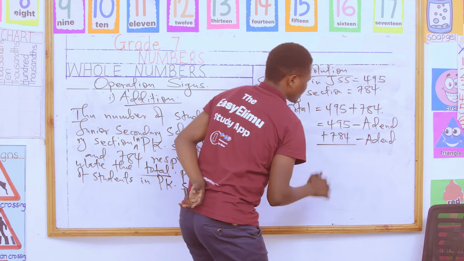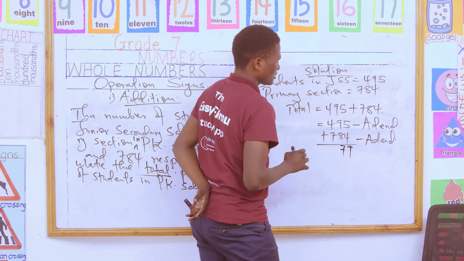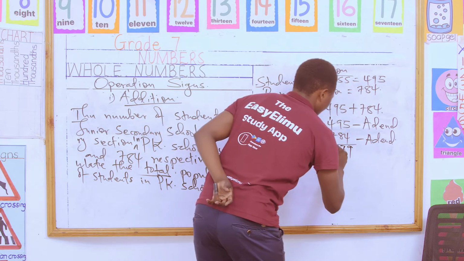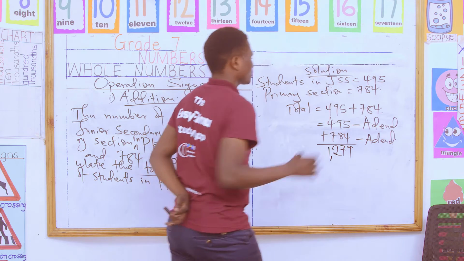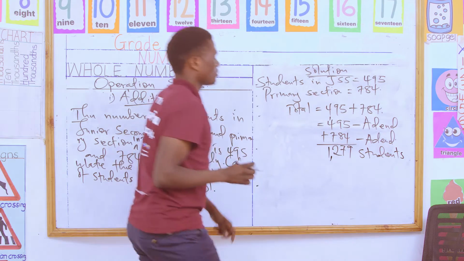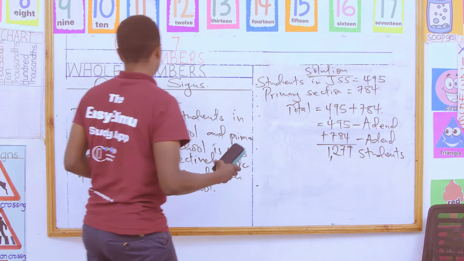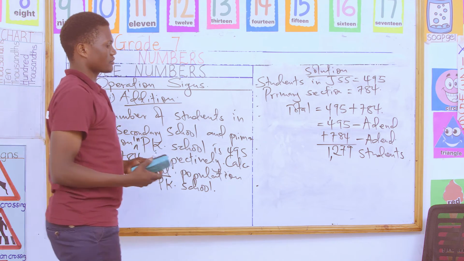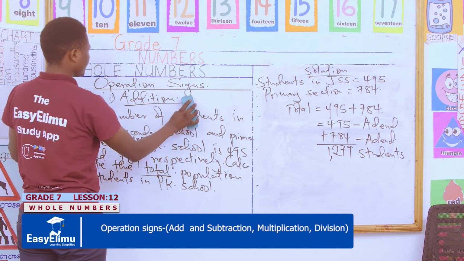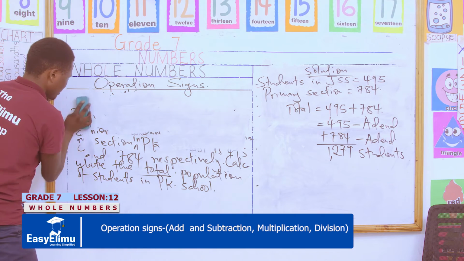So we are going to add our addends. 5 plus 4, that is 9. 9 plus 8, that is 17. Right, 7, we carry 1. 1 plus 4 is 5. 5 plus 7, that is 12. So the total number of students in PK school is 1,279. Very fast. Let us look at an example under subtraction. Unless you have any question, you can see they are very simple things.